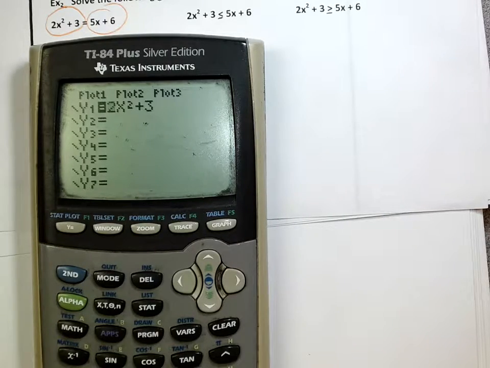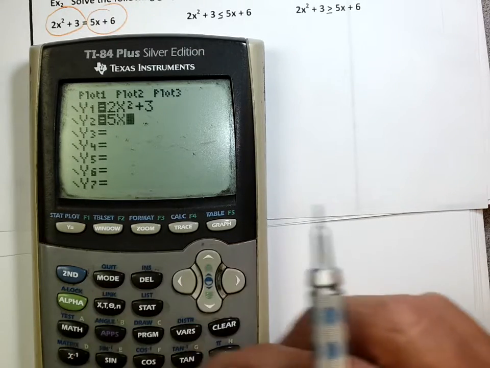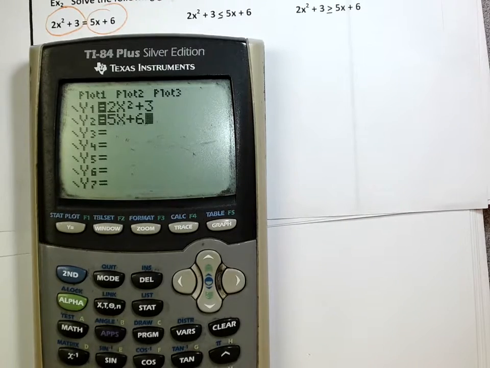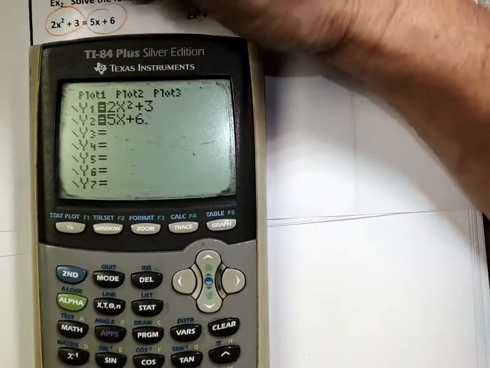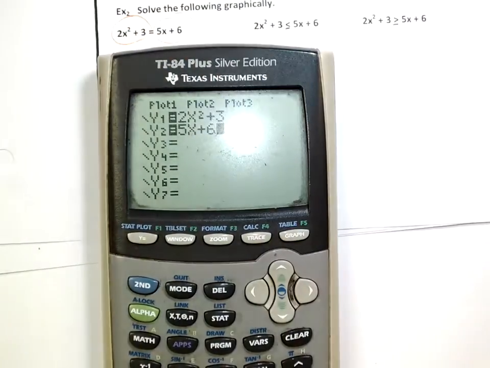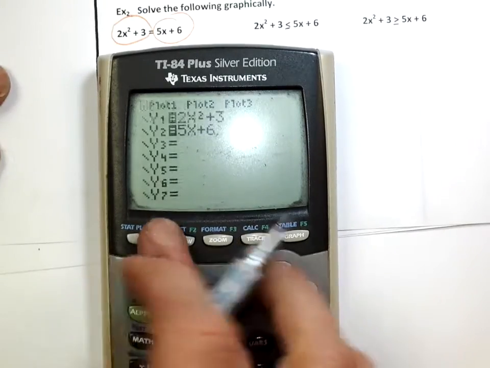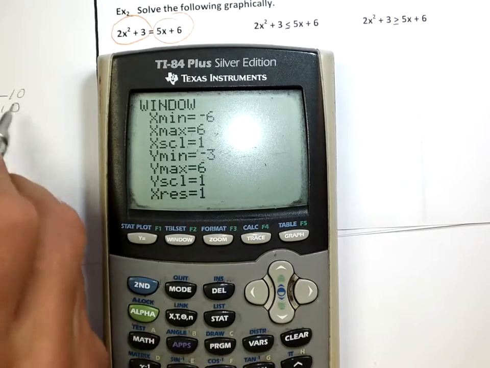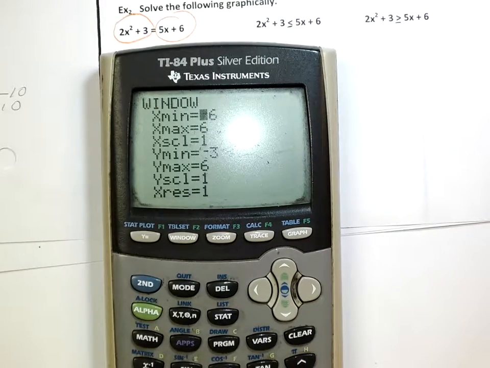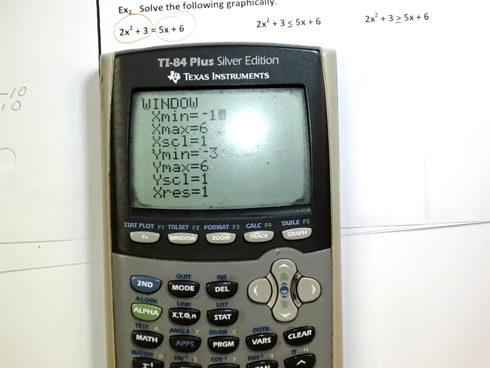Everybody good on that? Then the second equation I put in is 5x plus 6. Now, the window is really important. Before I do a whole lot with the window, let me write it down. A normal window would probably be negative 10 to 10. I'm thinking about a normal graph, so my window, let's just go negative 10 to 10.